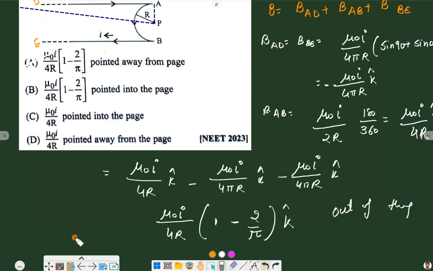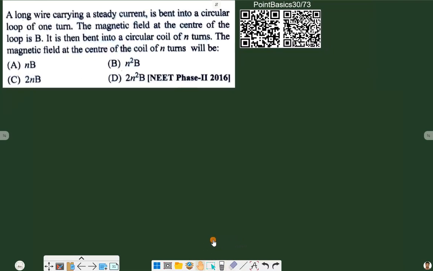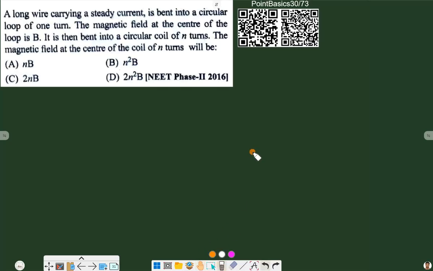Moving to the next one. A long wire carrying a steady current is bent into a circular loop of one turn. Magnetic field at the center of the loop is B. It is then bent into a circular coil of n turns. The magnetic field at the center of the coil of n turns will be? So we have to compare the magnetic field of a loop and a coil. So let's first do it for the loop, and here we will solve for the coil.